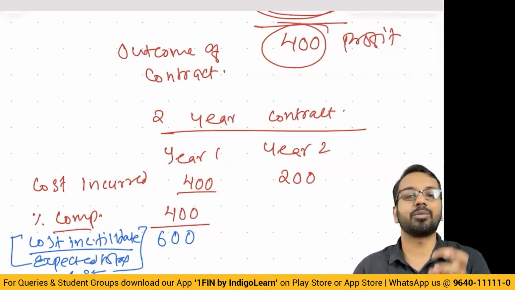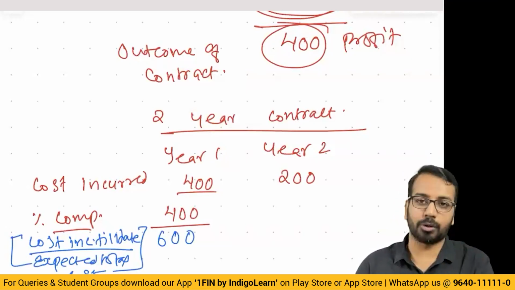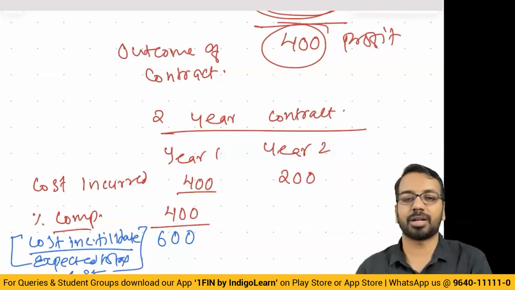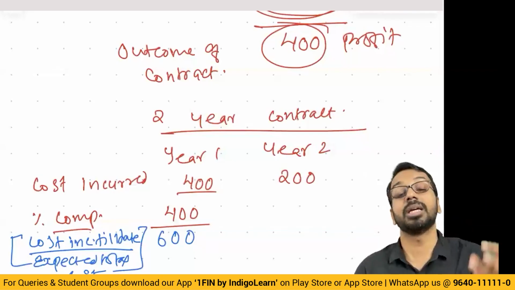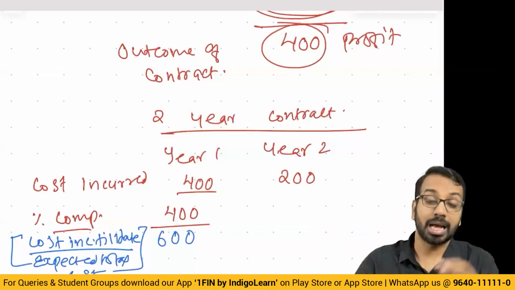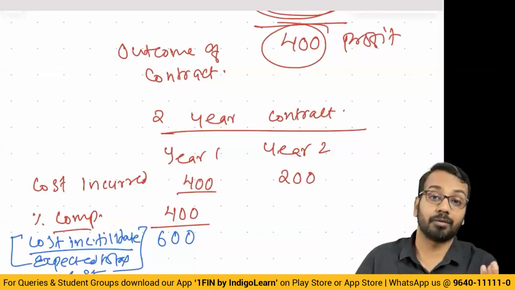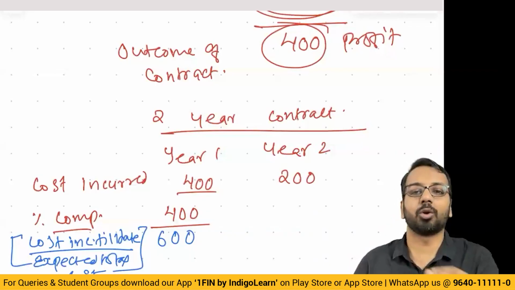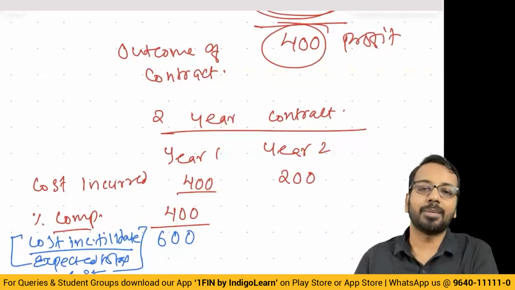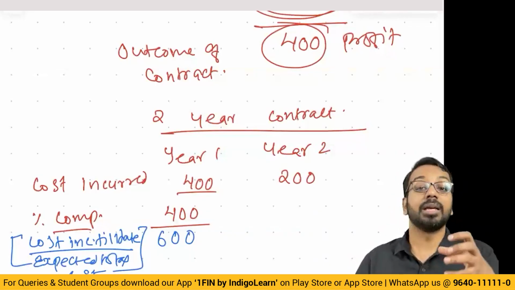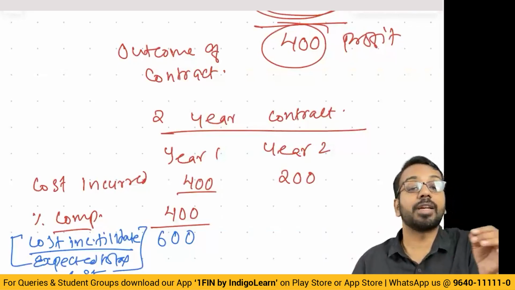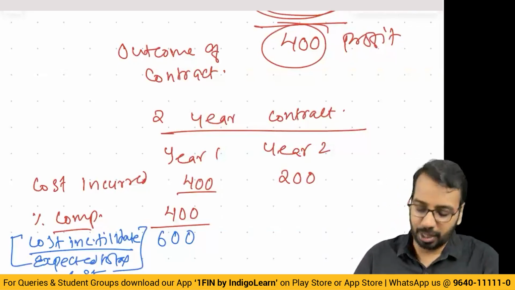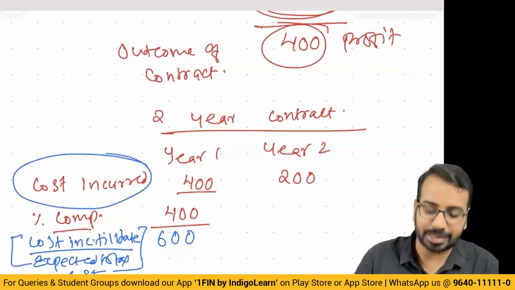See, we can calculate percentage completion based on outputs also, but as far as your examinations are concerned, mostly the questions will be based on input. Input means cost. Output is the final product. For example, if I am constructing a road, the kilometers built can be considered output. If I am constructing a building, square feet built can be considered as output. But questions will generally be tested based on cost.